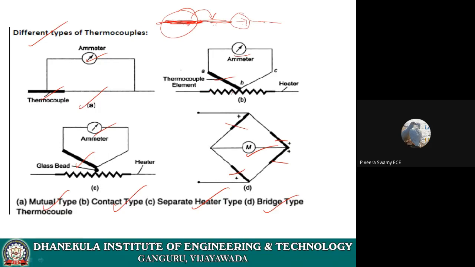This is one device of heater. That means here we have connected a separate heater. Here we connect one wire, here we connect one wire, and here we connect one direct heater. So this is the heater and this is the thermocouple element. In these two, we have more contact compared to the other, so here we may get maximum current.